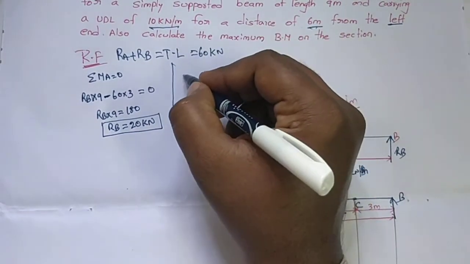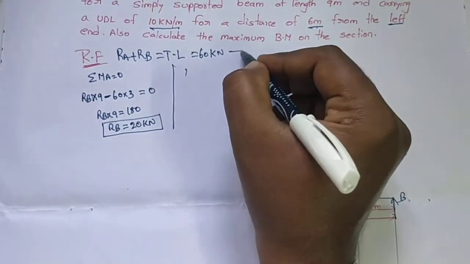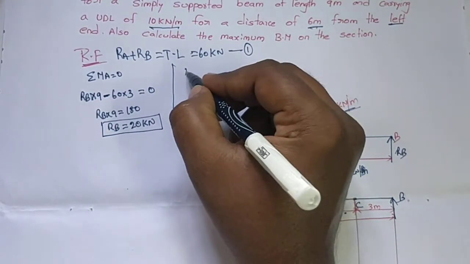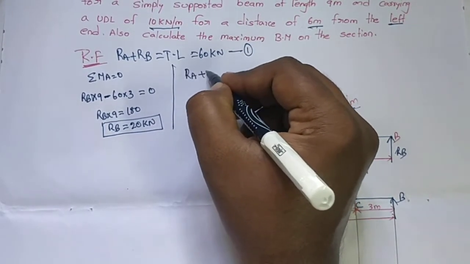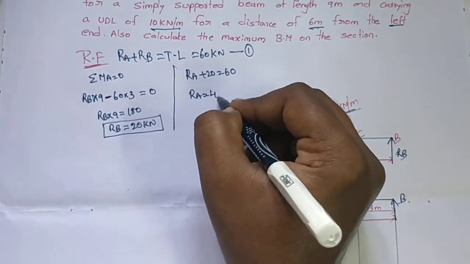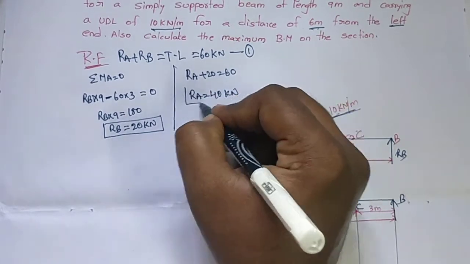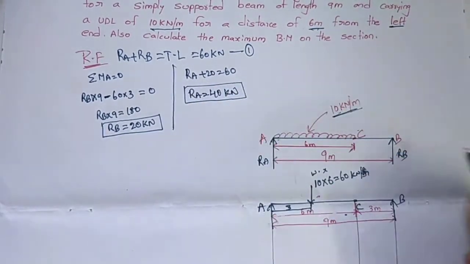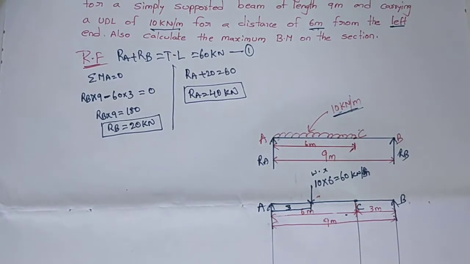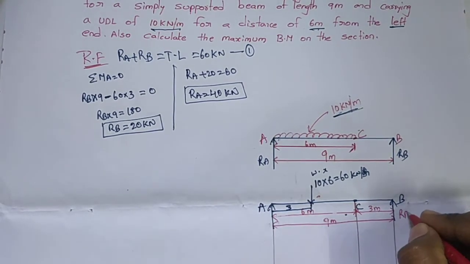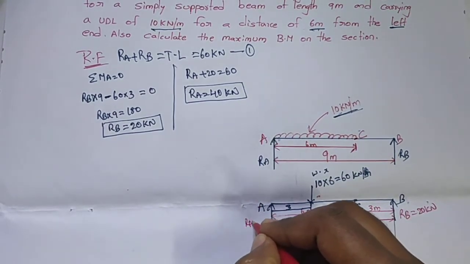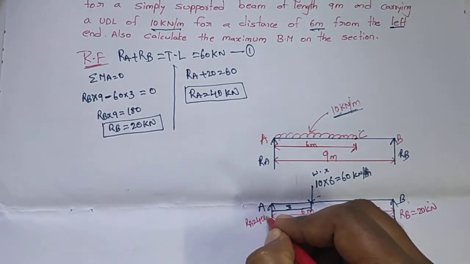Similarly, calculate RA from equation 1. Substitute the RB value in the equation, we will get RA plus 20 equals 60. Therefore RA equals 40 kilonewtons. From this we calculated the RA and RB values. Here RB is 20 kilonewtons and RA is 40 kilonewtons.